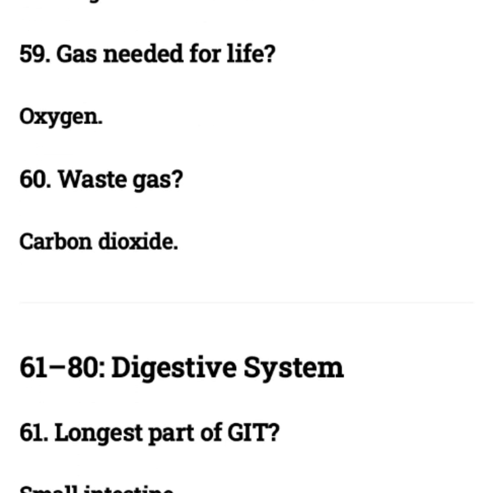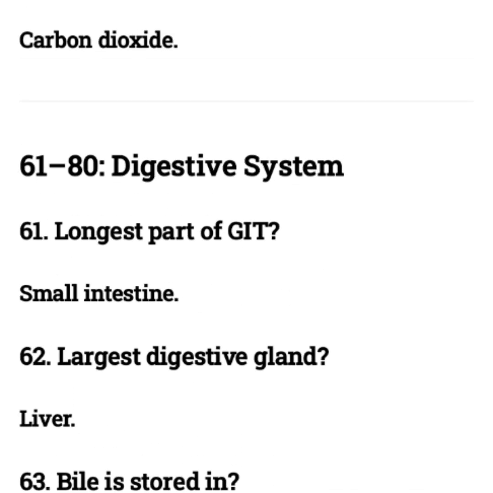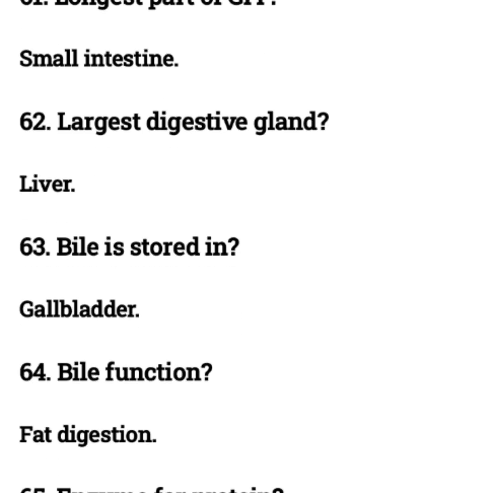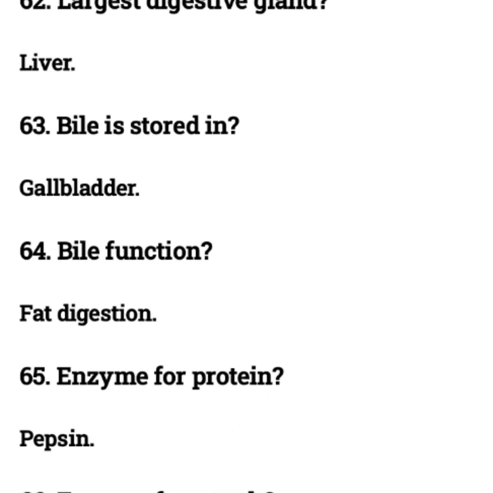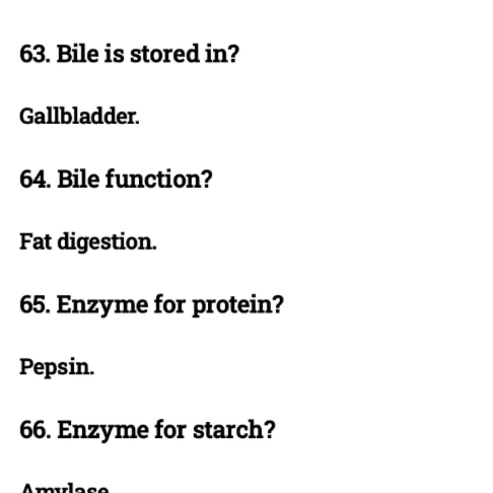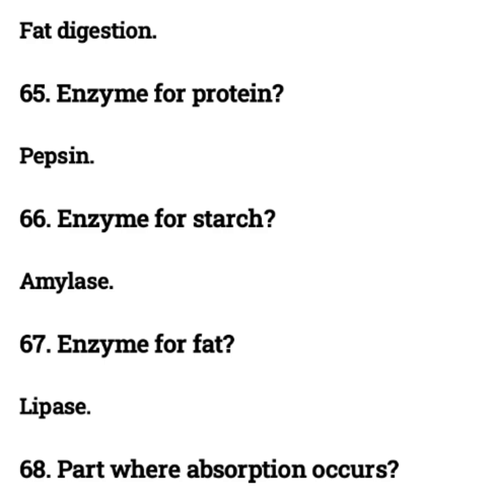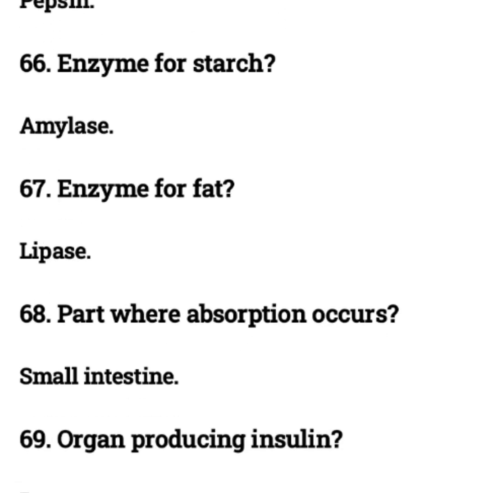Waste gas, carbon dioxide. Longest part of GIT, small intestine. Largest digestive gland, liver. Bile is stored in gallbladder. The function of bile is fat digestion. Enzyme for protein digestion, pepsin. Enzyme for starch digestion, amylase. Enzyme for fat, lipase. Part where absorption occurs, small intestine.